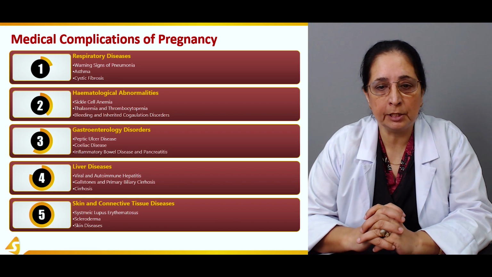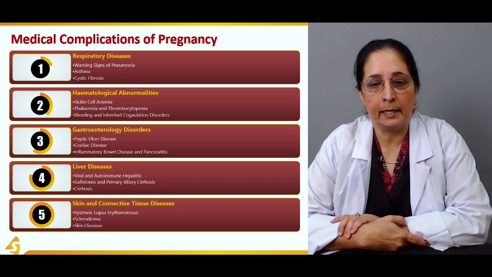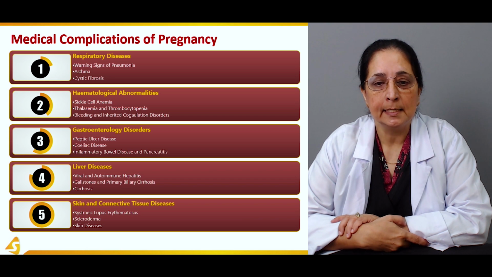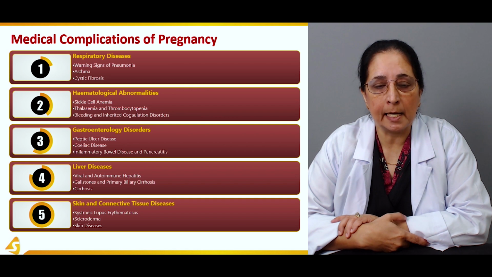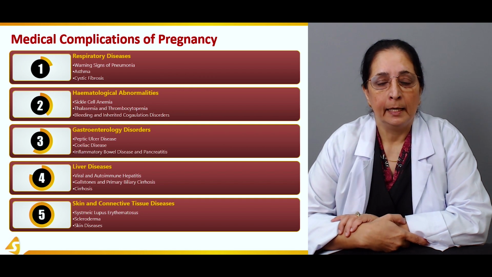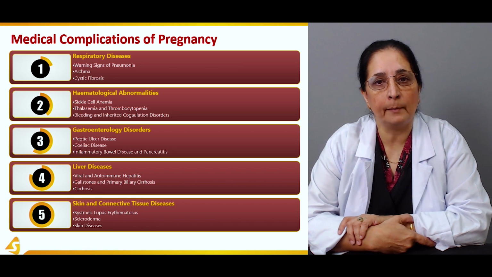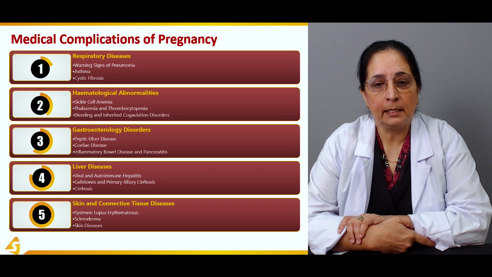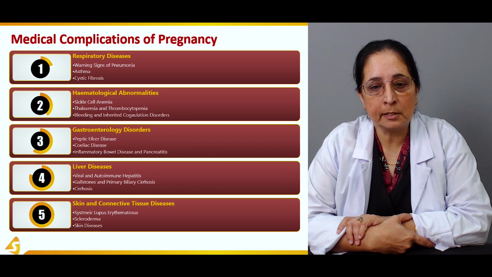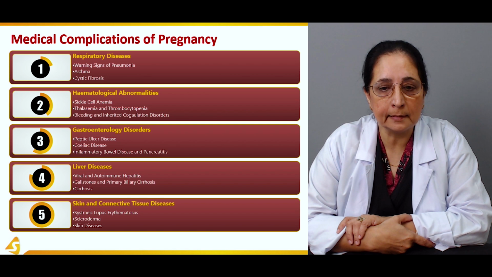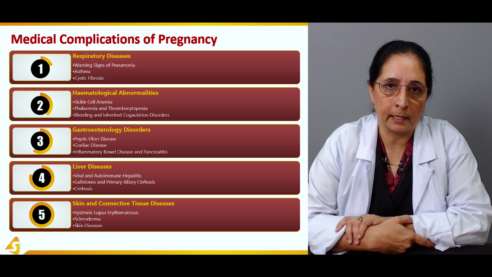Then in the third section, we will talk about the gastroenterology disorders and peptic ulcer disease, celiac disease, and also inflammatory bowel disease and pancreatitis. In the fourth section, then we will talk about some liver diseases that can complicate pregnancy, like viral and autoimmune hepatitis, gallstones and primary biliary cirrhosis, and also we will talk about the cirrhosis as well.